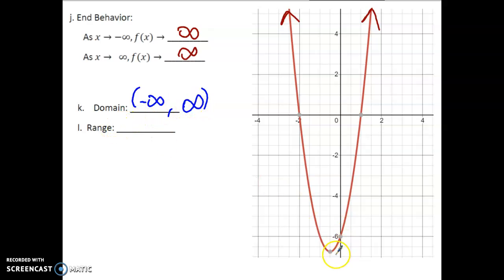Now the range. The range is going to start here, and it's going to move up forever. So what value should I write right there? Well, that's the y value of the vertex, and it's going to go on and on forever up. My arrows tell me on and on forever up to infinity.